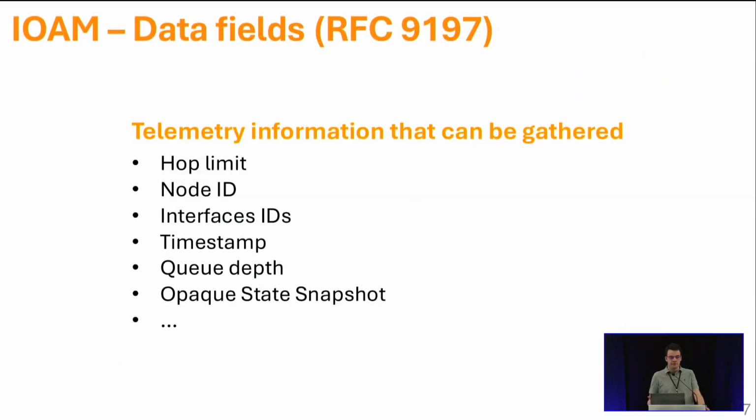So what telemetry data can we gather with IOM? We have the usual hop limit, node ID, identifiers of the interfaces, timestamp, and QDEF. I think the one which is most unusual is what they are referring to as opaque state snapshot. This data is just arbitrary data which is configured on each node and will be processed along the network path. All these data fields, there are more of them than the ones listed here, are all standardized in RFC 9197.